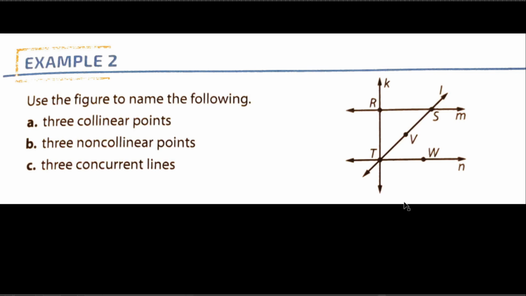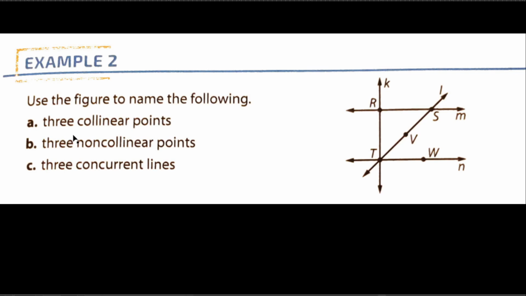What are the 3 points that are on that line L? Point T, point V and point S. Very good. Okay, so those are collinear points. 3 collinear points right there. All right. What about R, S, and V? Are they collinear points? No. Why not? Because they don't lie on the same line.